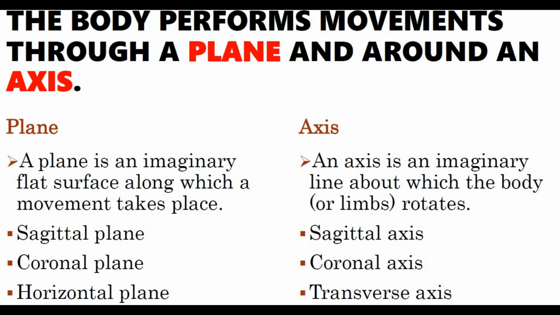So the human body performs a motion through a plane and around an axis. So what is a plane? A plane is an imaginary flat surface along which the movement is taking place. So what is an axis? An axis is an imaginary line about which the body rotates along the plane. Okay. So there are three planes: sagittal plane, coronal plane and horizontal plane. Whereas there are also three axes, that is sagittal axis, coronal axis and transverse axis.